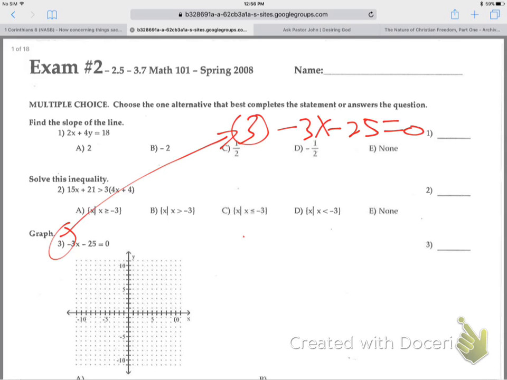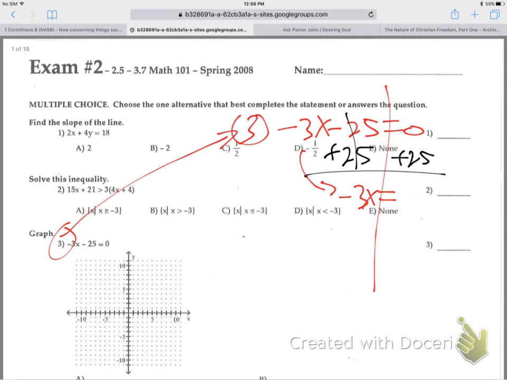Get x alone, right? Get x alone. So that would be, to get x alone, going to add 25 to both sides. So that would be, bring this down, minus 3x equals 25. So far, so good?